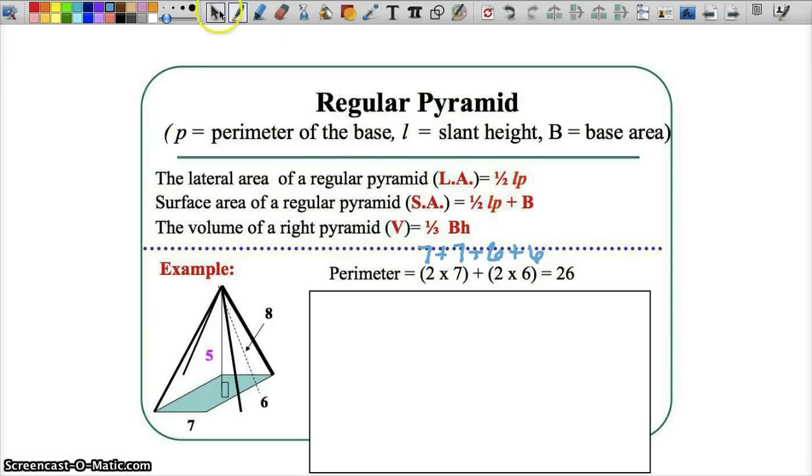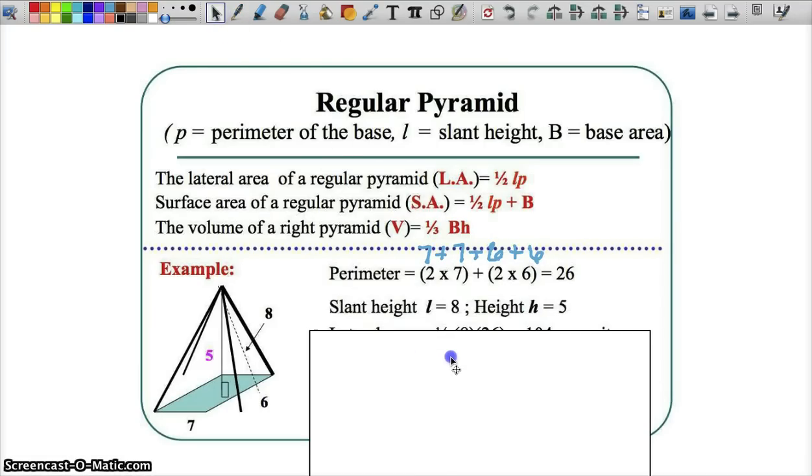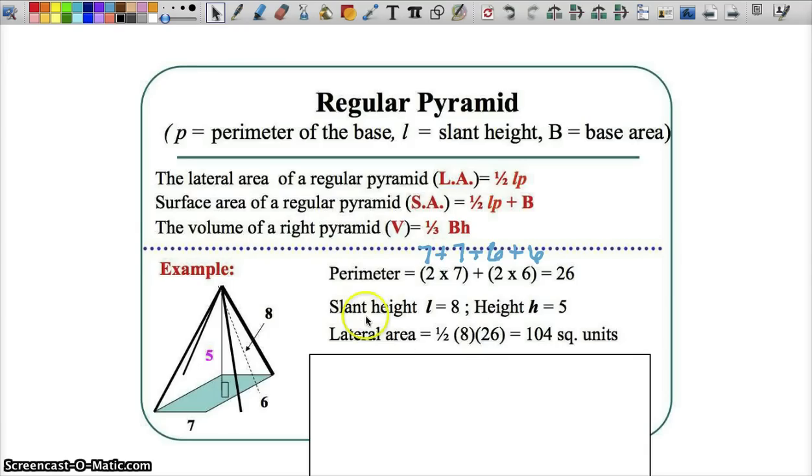And there's only one base, so this one's a little bit easier than the prisms. The slant height, that would be out here, the 8, this dashed line here. And then the height would be the altitude, which is 5, so that's the one that is straight down. Okay, and then we've got all of the information needed to do all 3 formulas. Starting with the lateral area, it's 1/2 the slant height, which is 8, multiplied by the perimeter, which is 26. So we get 104 square units or units squared, either one.